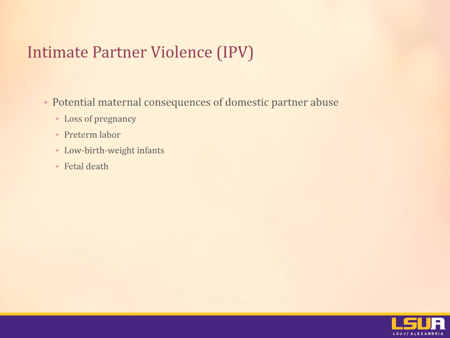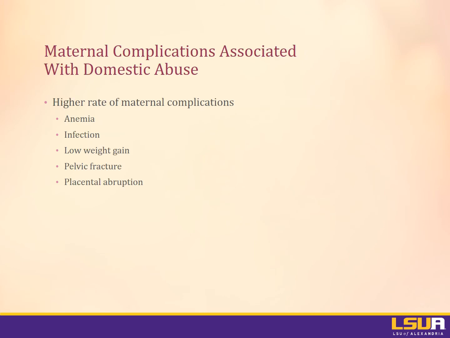Intimate partner violence. This is what we were wanting to get to if we could. There's a potential maternal consequence of domestic partner abuse. Oftentimes, we may lose a pregnancy. She may go into preterm labor, deliver a low birth weight infant, or there may be a fetal death due to violence. There's a higher risk of maternal complications if she's anemic, has an infection, is not gaining good weight, has experienced a pelvic fracture, or a placental abruption.